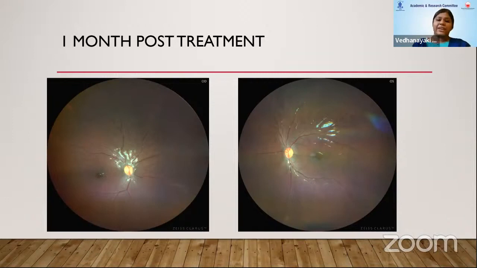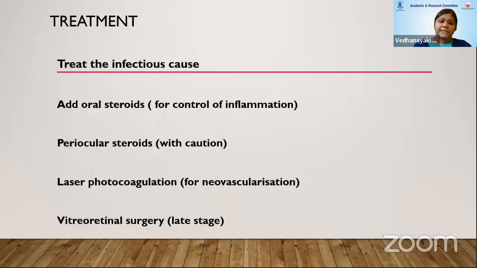So not in every case do you have the luxury of ordering all the investigations and getting a proper result. Sometimes it's the clinical picture and the clinical acumen which will help you to treat the patient and get a proper result. So, coming to the last slide: always treat the infectious cause associated with the vasculitis before treating the inflammation. Add oral steroids for control of associated inflammation. Yes, sir, this is the last slide.